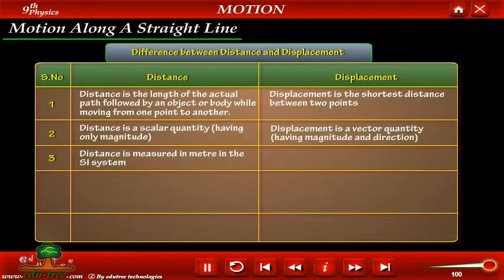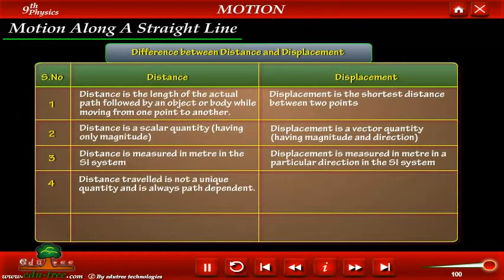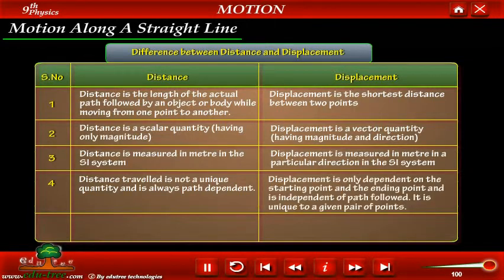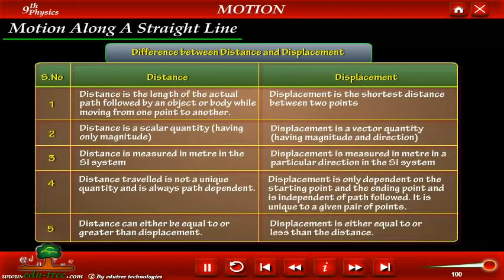Distance is measured in meters in the SI system. Displacement is measured in meters in a particular direction in the SI system. Distance traveled is not a unique quantity and is always path dependent. Displacement is only dependent on the starting point and the ending point, and is independent of the path followed. It is unique to a given pair of points. Distance can either be equal to or greater than displacement. Displacement is either equal to or less than the distance.